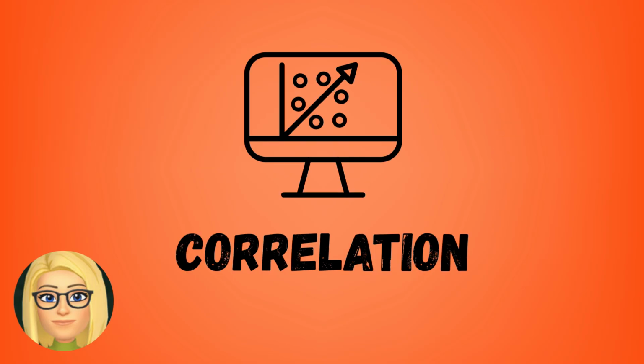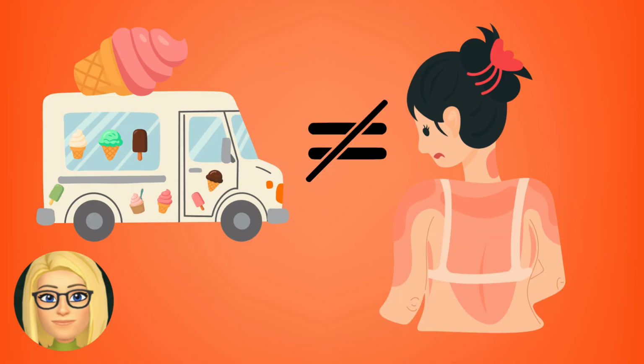Another important idea is correlation. Correlation means two things are related or move together, but one does not necessarily cause the other. For example, ice cream sales and sunburns both increase in the summer, but eating ice cream does not cause sunburns. Scientific sociology tries to go beyond correlation to figure out true cause and effect relationships.